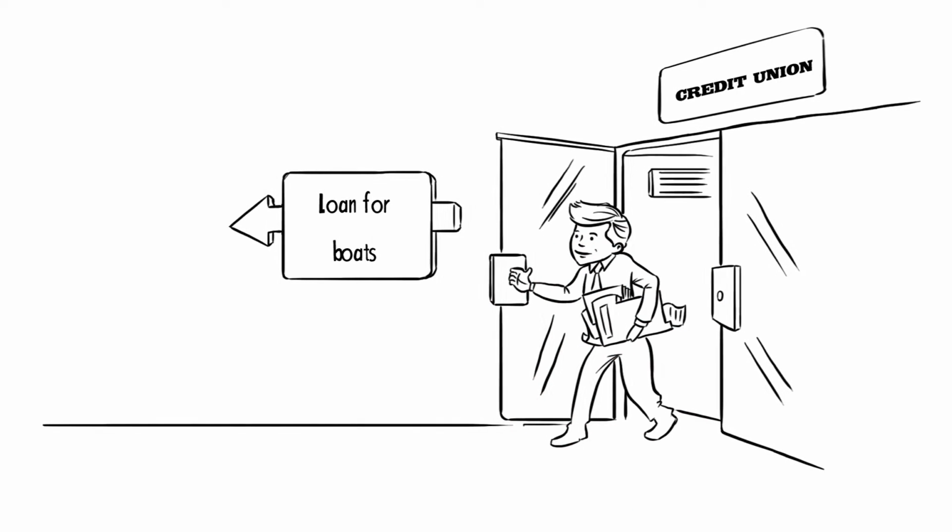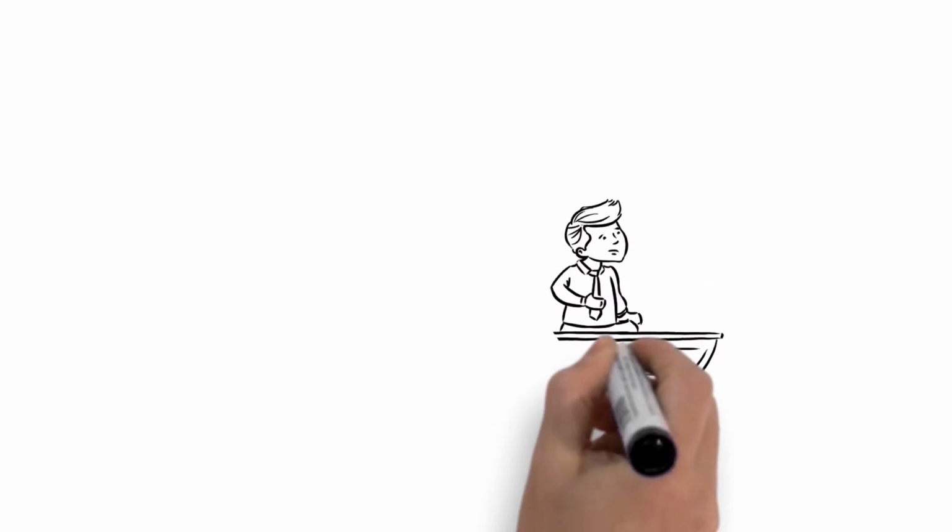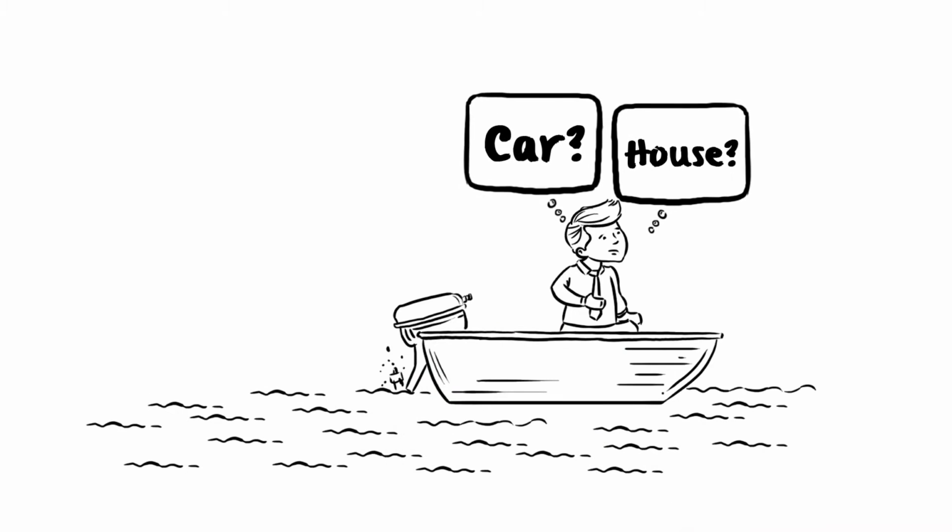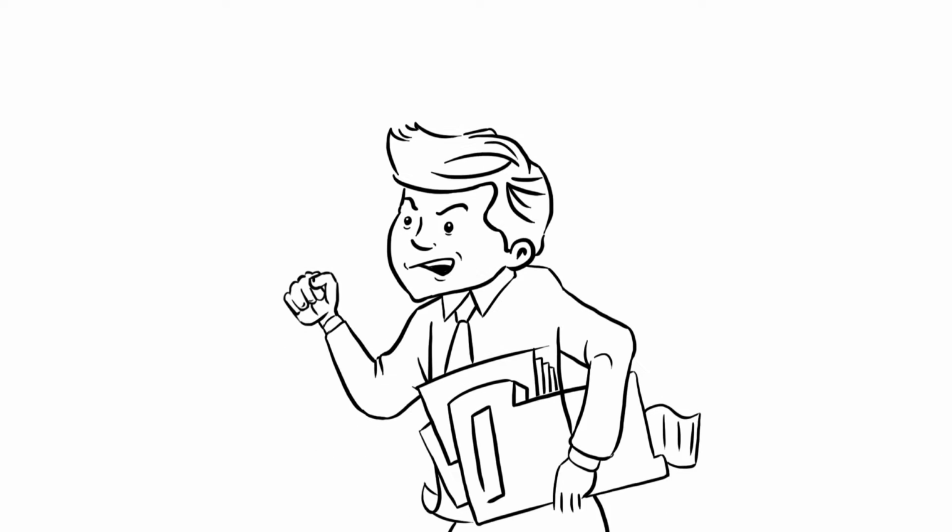This is Bob. Bob bought a boat. Then Bob bought a car. Then Bob bought a house. Bob is angry.